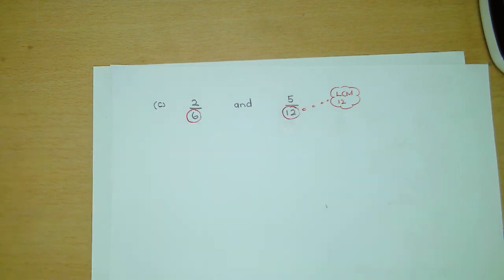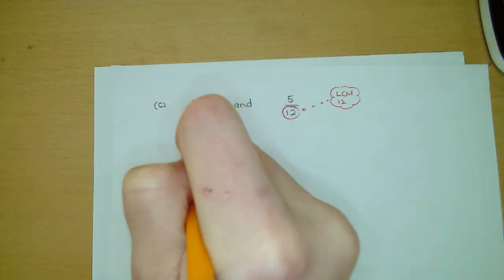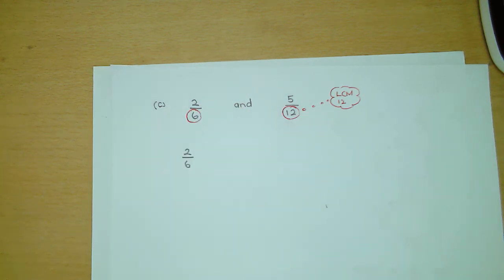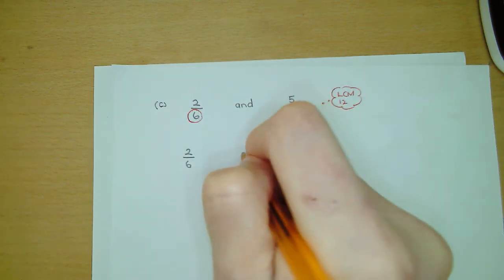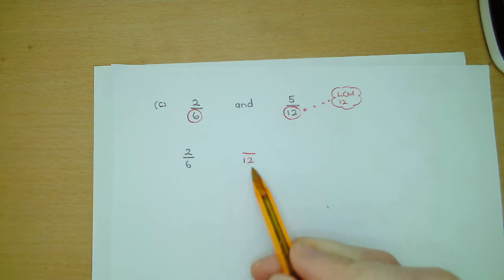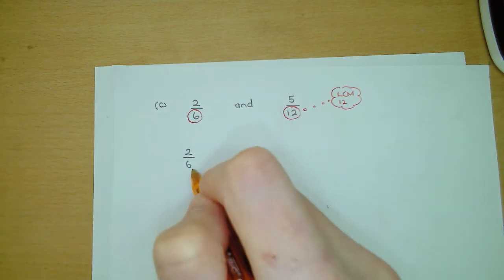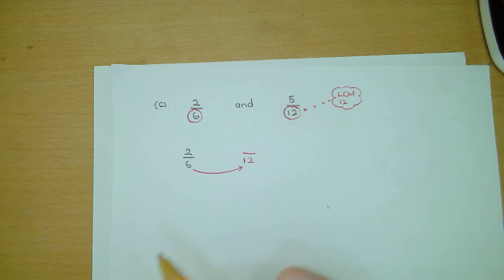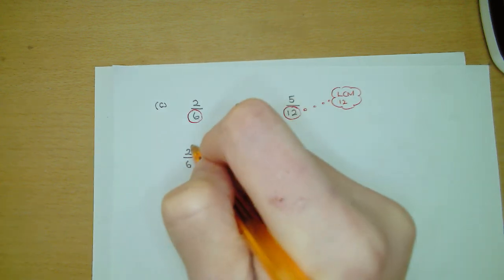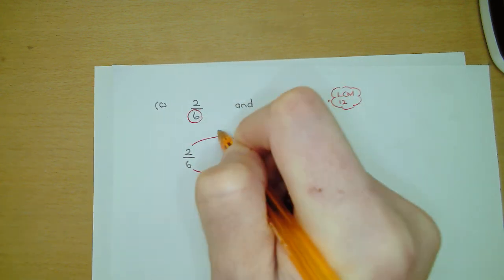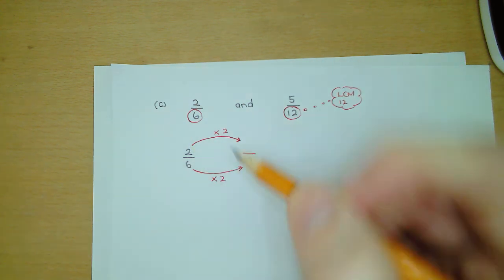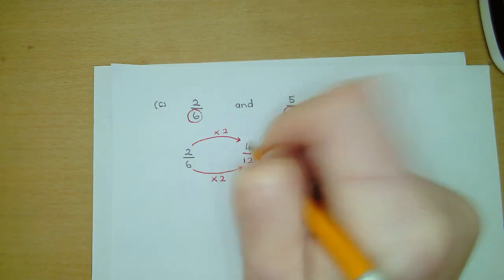So let's take 2/6 and we're going to change it into an equivalent fraction with a denominator of 12. So put our equivalent fraction down beside it with a denominator of 12, and then we ask ourselves, what do we multiply 6 by to get 12? We have to multiply by 2, and we therefore have to do the same to the numerator. We have to multiply by the same number. So 2 multiplied by 2 is going to give us 4, so we have 4/12.